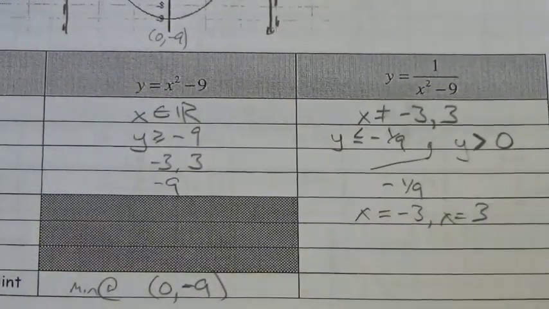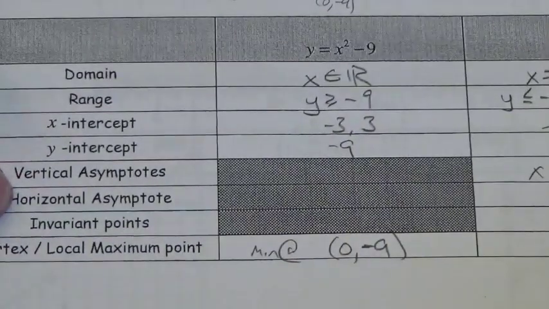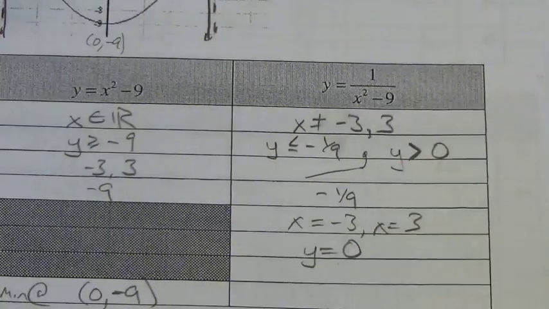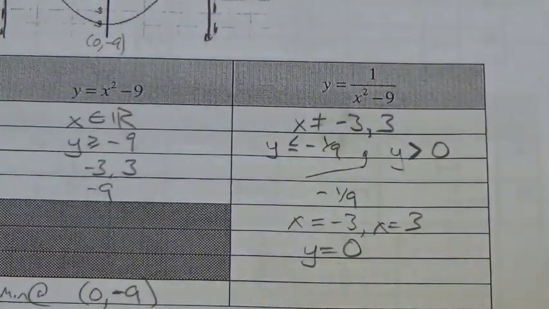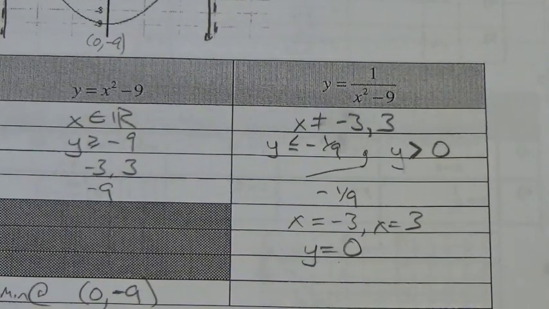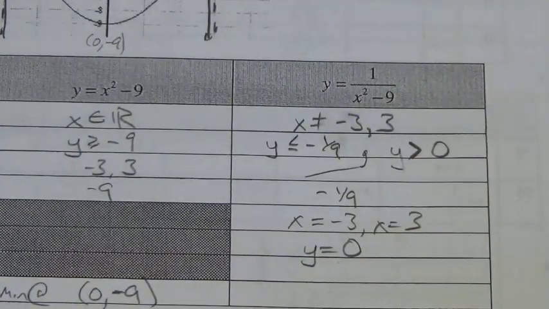Our vertical asymptotes are going to be where the domain has problems, so x is equal to negative 3, x is equal to positive 3. Those are our two lines. The next question it's asking for is the horizontal asymptote, and this doesn't change much from what it was before. It's going to be still the x-axis. That will change in a later course, just not this one.